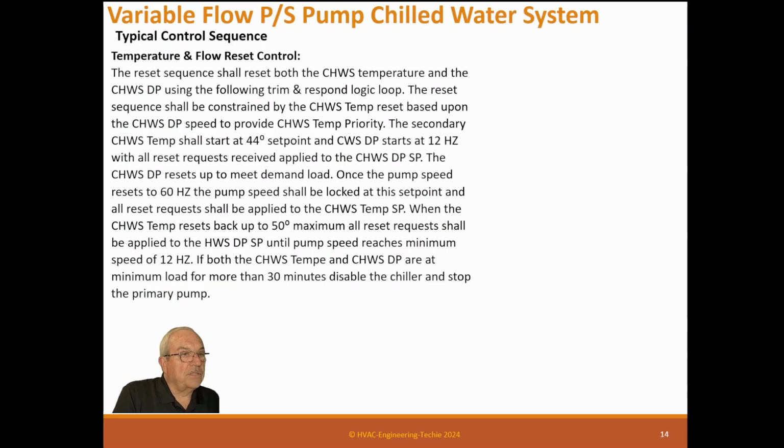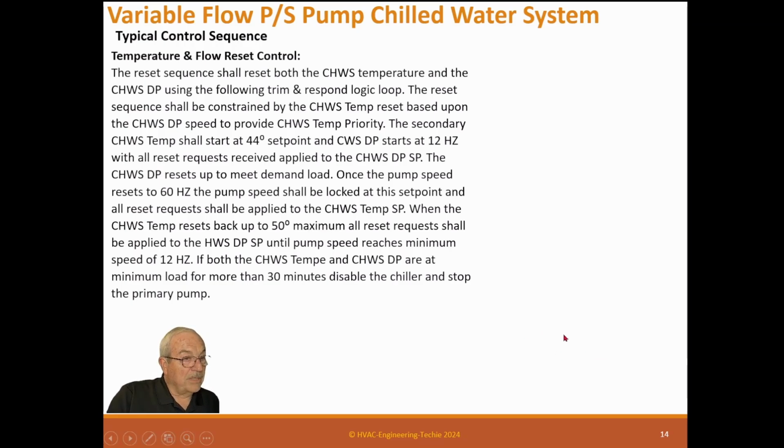With all reset requests received applied to the chill water supply differential set point, the chill water supply differential resets up to meet the demand load. Once the pump speed resets to 60 hertz, the pump speed shall be locked at this set point, and all reset requests should be applied to the chill water supply temperature set points. When the chill water supply temperature resets back to its 50 degree maximum, the reset request shall be applied to the chill water supply differential set point until the pump speed reaches minimum speed of 12 hertz. If both the chill water supply temperature and chill water differential pressure are at minimum load for more than 30 minutes, disable the chiller and stop the primary pump.